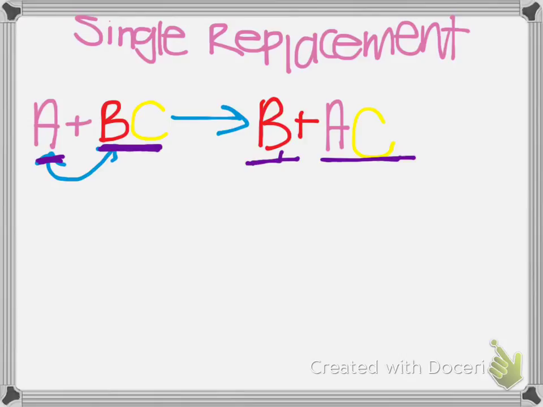So let's say A has a positive charge and B has a positive charge, then they can switch. But if A has a negative charge, B has a positive charge, and C has a negative charge, then A and C would switch. So it really just depends on the situation.